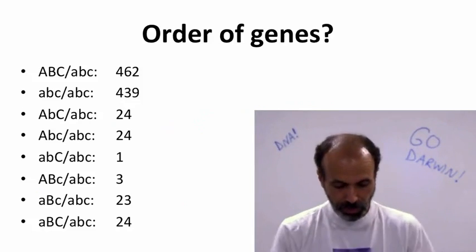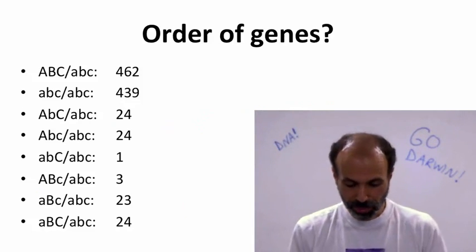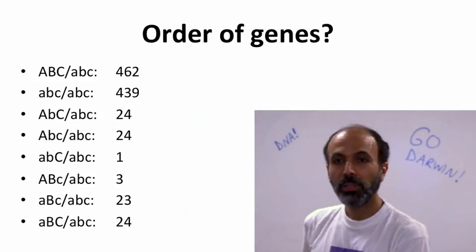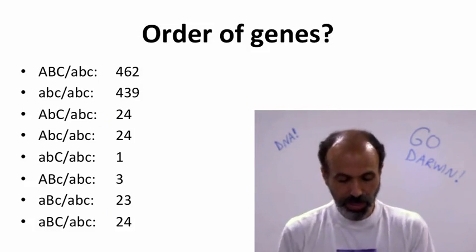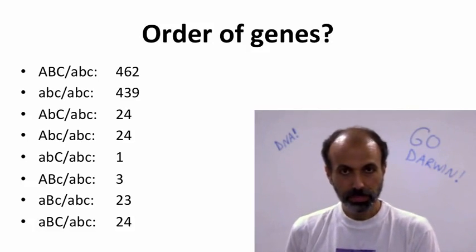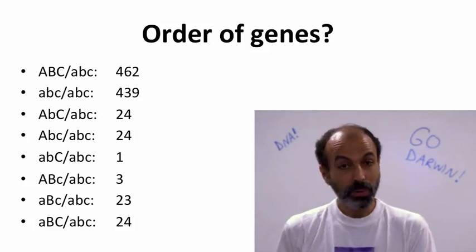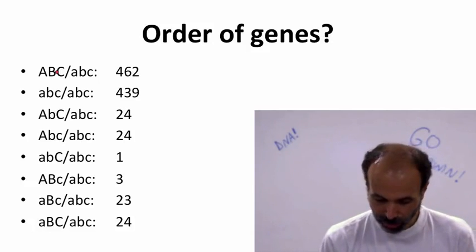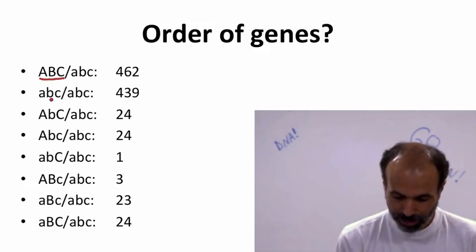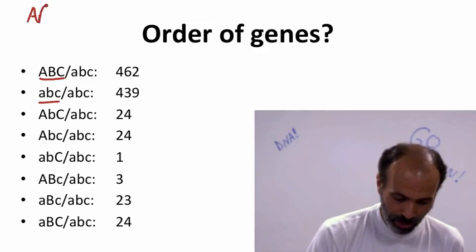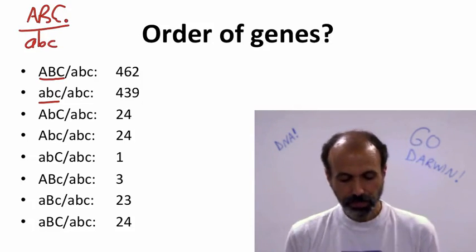Here's an example. This is not the same as the previous example, although this adds up to 1,000 as well. Look at this quickly. Which one would be parental? Look at this set of numbers. Which two types would be parental? I said the parental group would be the most abundant group. So clearly in this case, the most abundant groups are capital A, capital B, capital C, and lowercase a, lowercase b, lowercase c. That establishes your phase already. So we know that the person who we're measuring recombination in looks something like this.